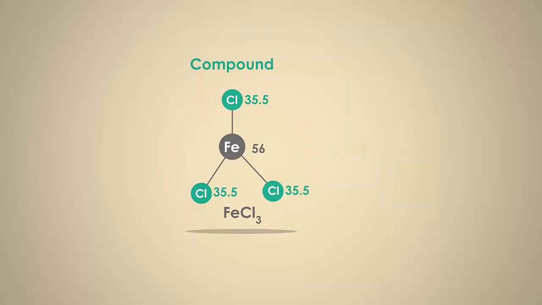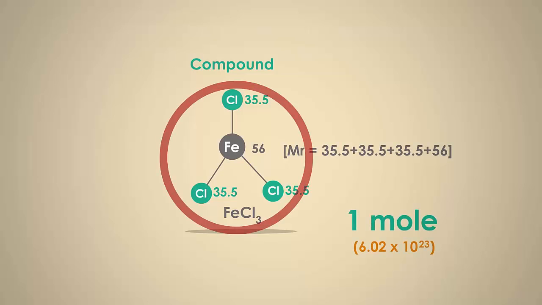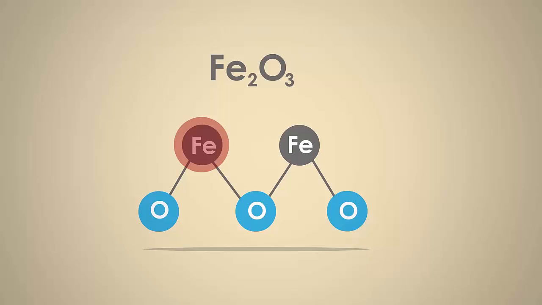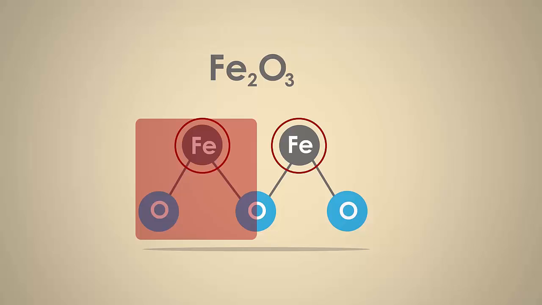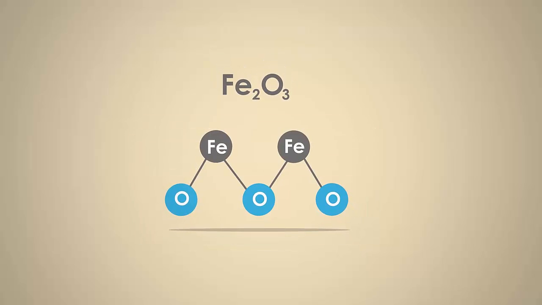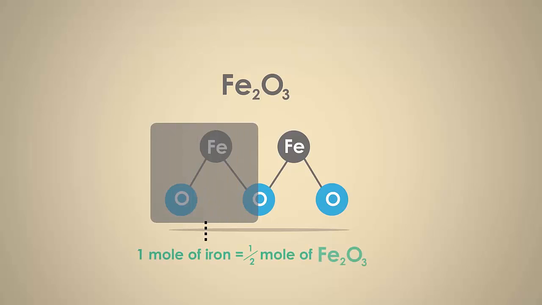For any compound, the relative molecular mass, or MR, is the weight in grams for 1 mole, or 6 times 10 to the 23 particles. What if you had some Fe2O3 instead? For 1 mole of iron, you would have half a mole of the compound, because there are 2 moles of iron for every 1 particle of the compound. 1 divided by 2 is 1/2.